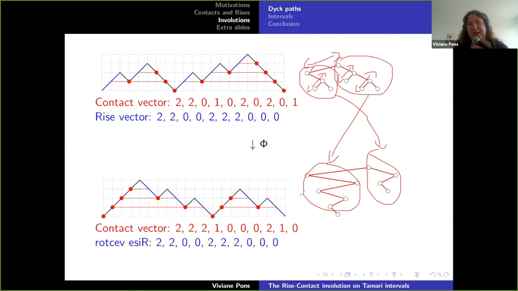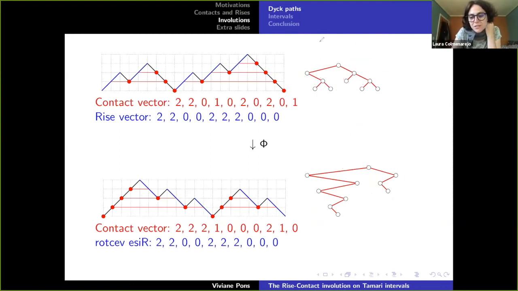There's a question: if you are only reversing the left branches. If you only reverse in the left branch, I don't understand the question, sorry. Nicholas, if you can unmute yourself and ask.